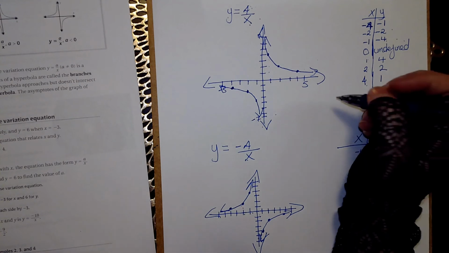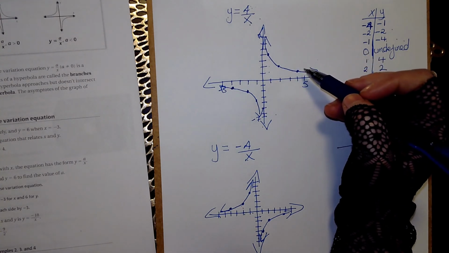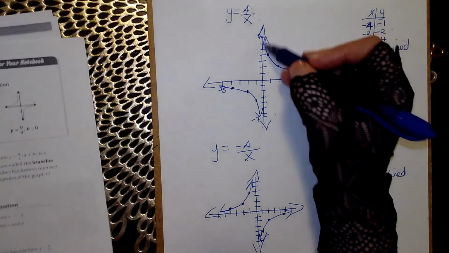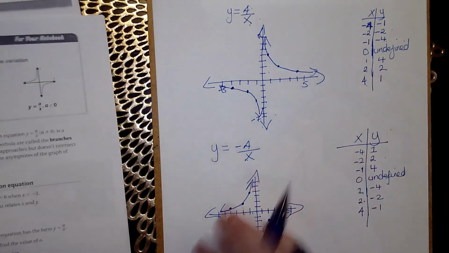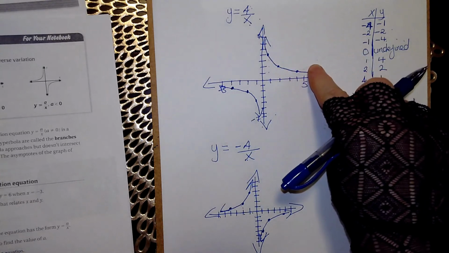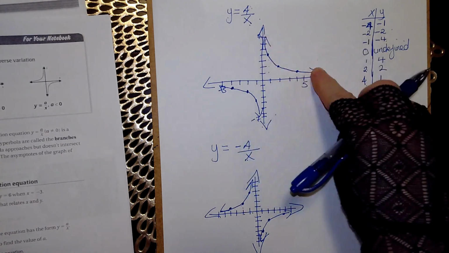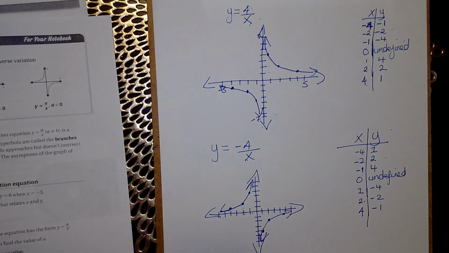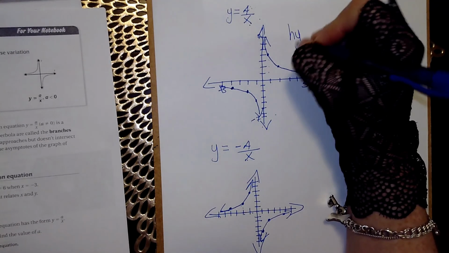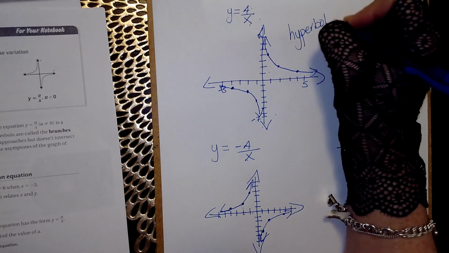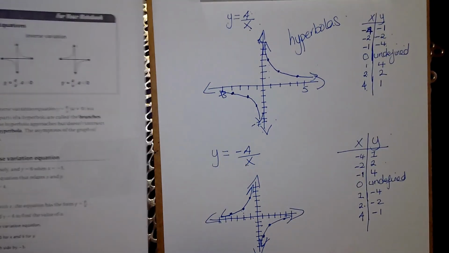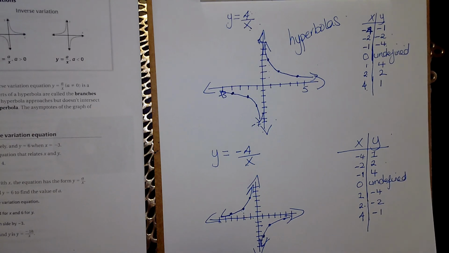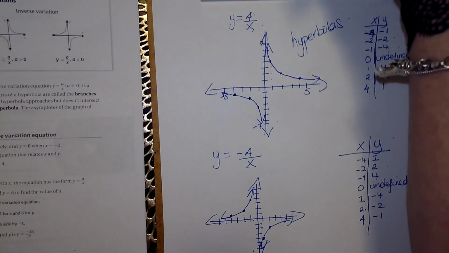And this is what we call hyperbolas. We haven't really gotten to that, but they're like half parabolas. So they call them hyperbolas, okay? This is like a parabola here and a parabola here. So we call these branches hyperbolas, okay? So let me just write that. That's how you spell it, hyperbolas. Okay, so that's it with the graphing.